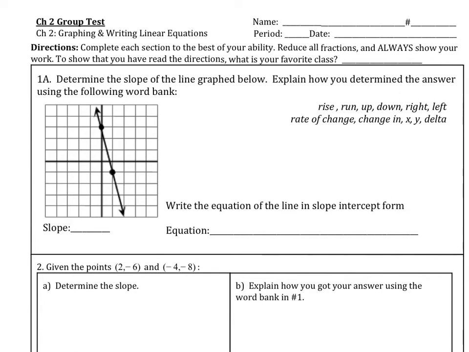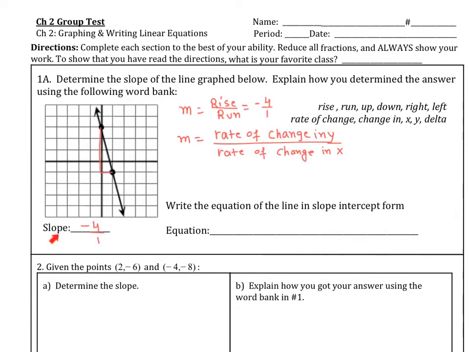Chapter 2 Group Test. Number 1. Determine the slope of the line graphed below. Explain how you determine the answer using the following word bank. So the slope is going to be rise over run. So rise is 4 and run is 1. So it's going to be 4 over 1.